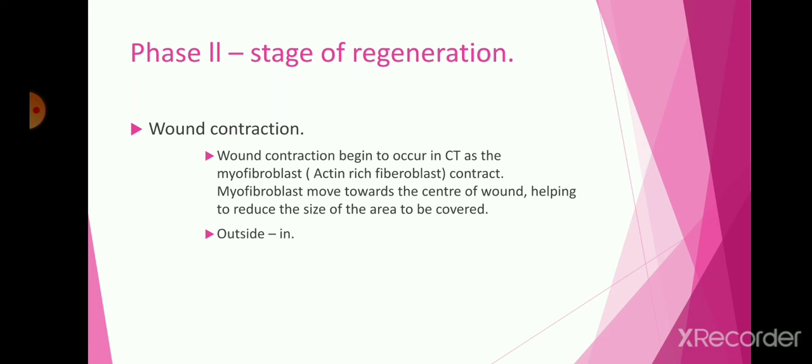So at the site of the area, the wound contracts due to the myofibroblast, which is actin-rich fibroblast, and this contracts the wound to seal the injured site and form the intact cell at the injury site. So there may be outside or inside wound contraction.